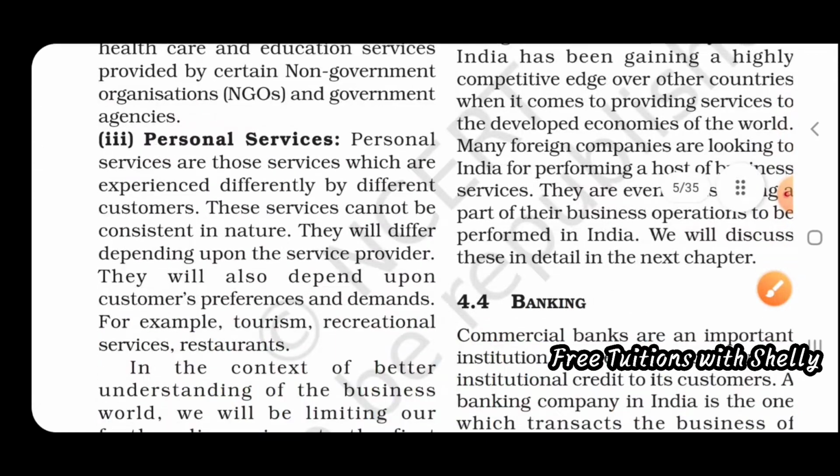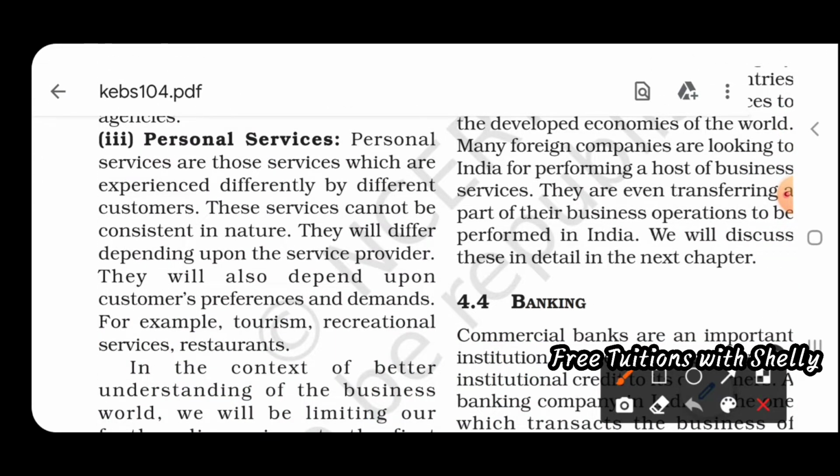The third one is personal services. Personal services means how each individual experiences the service, because we said that different persons will experience it in different forms. For example, tourism and restaurants. If five persons go to a restaurant and order the same food, all five will experience the taste differently, because some will like it, some will not. So it is personal. Like that also in tourism, they will be exploring the tourist places differently. Each will have their own views.